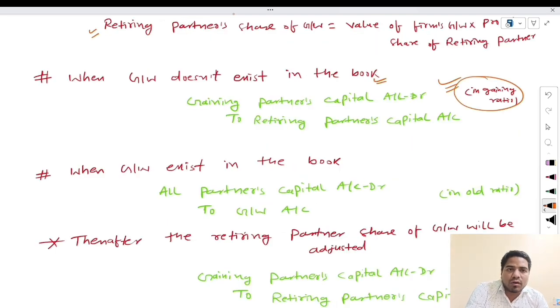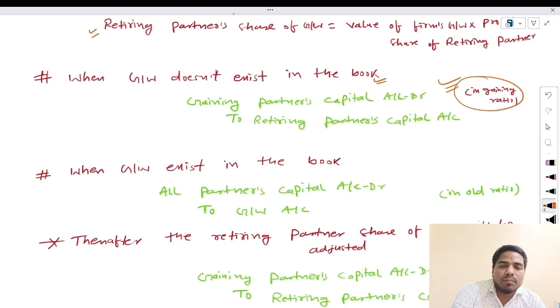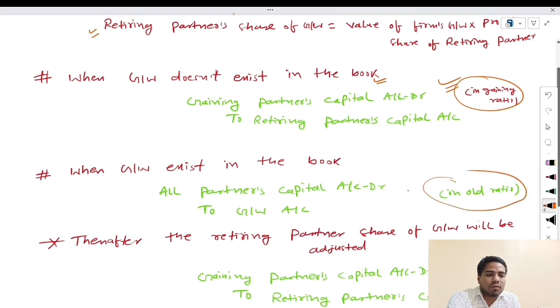Now if there is any book goodwill existing in the books, then what will you do? First of all, we have to make an entry for the existing goodwill, and after that, an entry for the valued goodwill. First entry: when the goodwill exists in the books, all the partners' capital accounts debit to goodwill account. It means here being book goodwill written off, in the old profit sharing ratio. After that, we have to treat the goodwill of the retiring partner. Again we will make the same entry: gaining partners' capital accounts debit to retiring partner's capital account, in the gaining ratio.